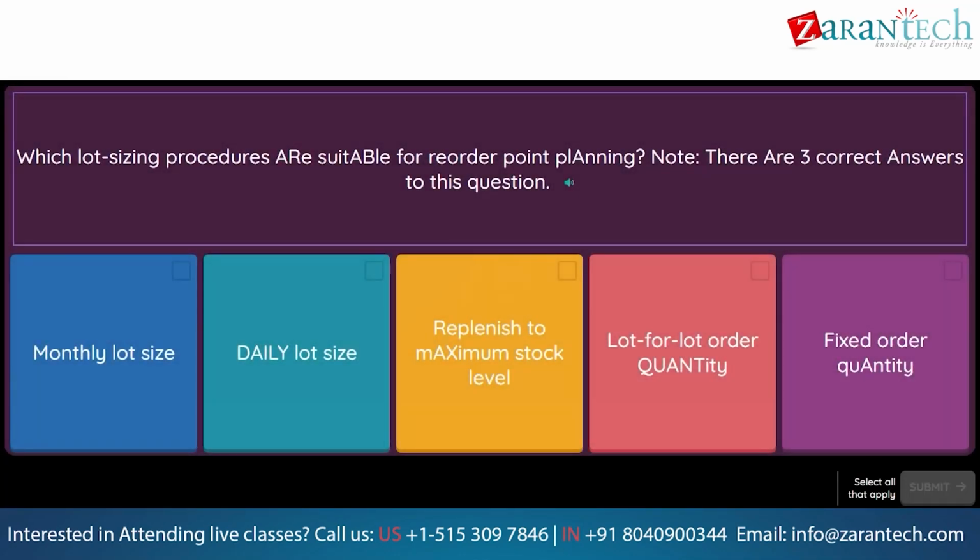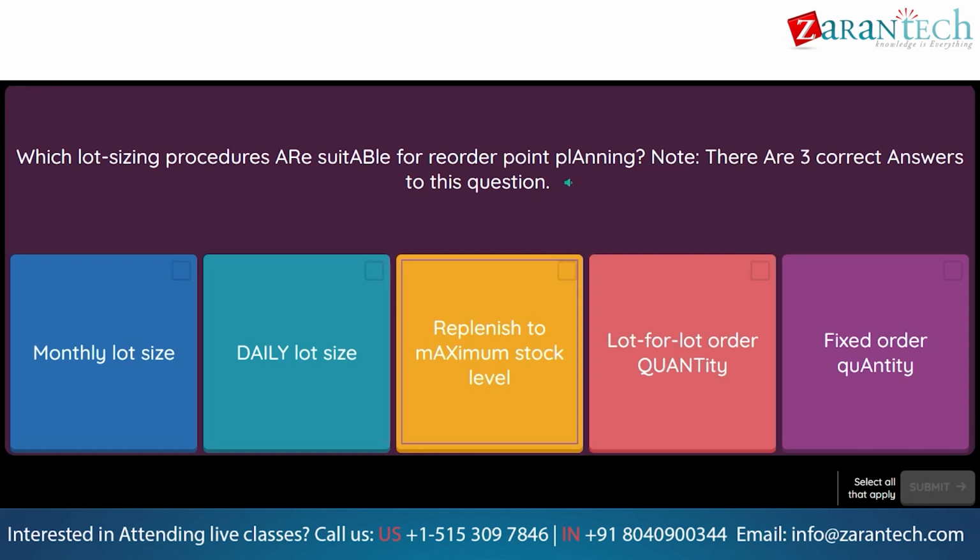Question: which lot sizing procedures are suitable for reorder point planning? Note, there are 3 correct answers to this question. Option 1: monthly lot size. Option 2: daily lot size. Option 3: replenish to maximum stock level. Option 4: lot for lot order quantity. Option 5: fixed order quantity.